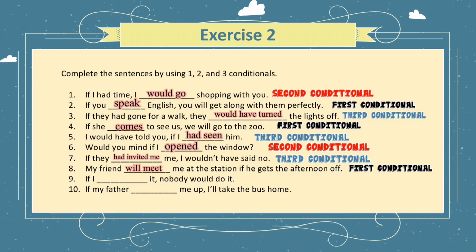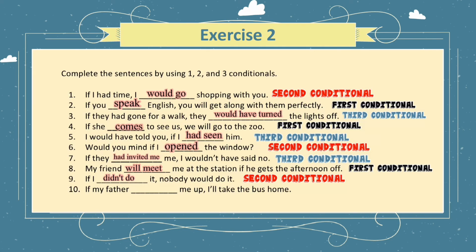Number 9: if I blank space it, nobody would do it. In this question, it uses second conditional. This is because at the second sentence, the word "would" is present conditional. So the answer, if I didn't do it, nobody would do it.